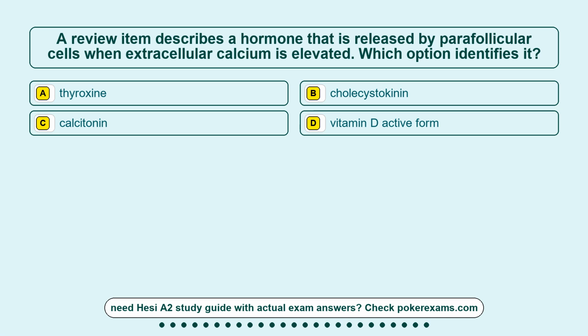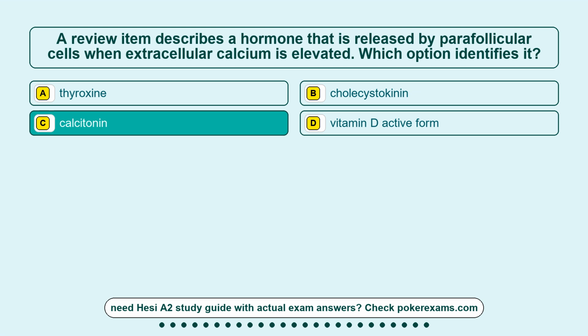Question 9. A review item describes a hormone that is released by parafollicular cells when extracellular calcium is elevated. Which option identifies it? Option A, thyroxine. Option B, cholecystokinin. Option C, calcitonin. Option D, vitamin D active form.